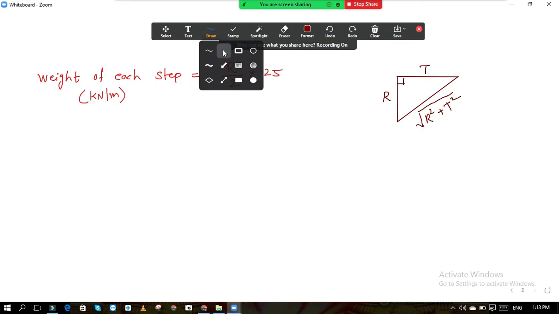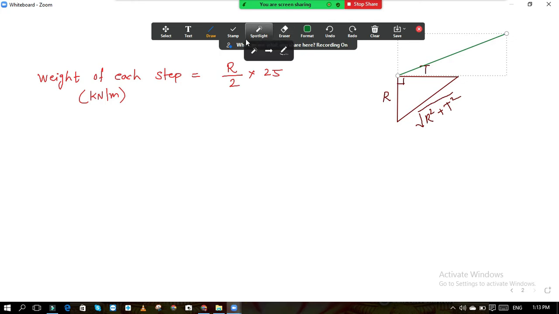Now if you see the steps, it will be like this. The steps will be going back like this. It will be like this. If you see, the steps will be like this.